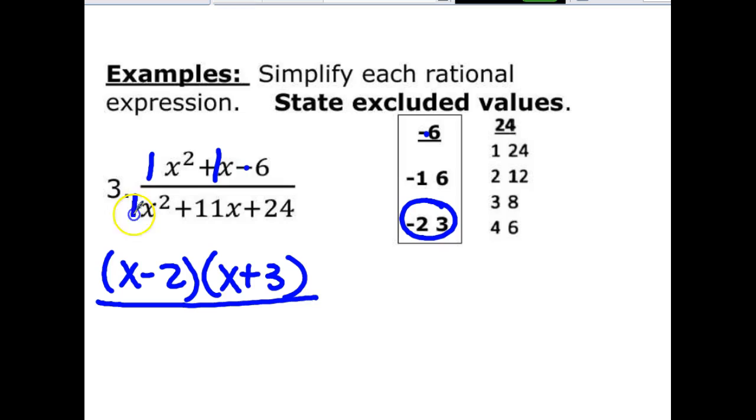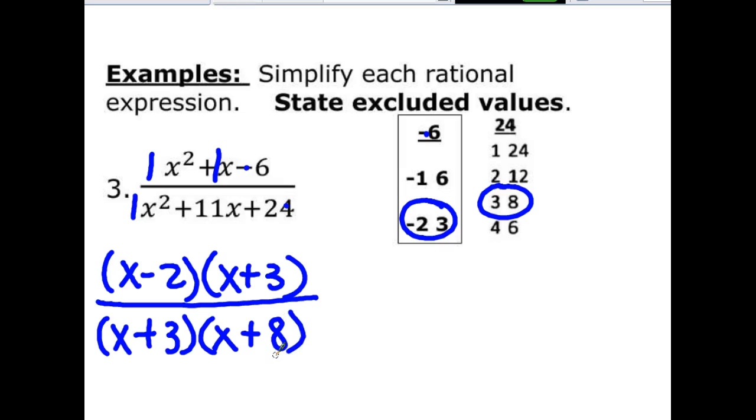The denominator, 1 times 24 is 24. Do any of these add up to 11? Any of these factors? And so this is 3 and 8. And so this factors into x plus 3, x plus 8. Now before I go on, I'm going to go ahead and do the excluded values.